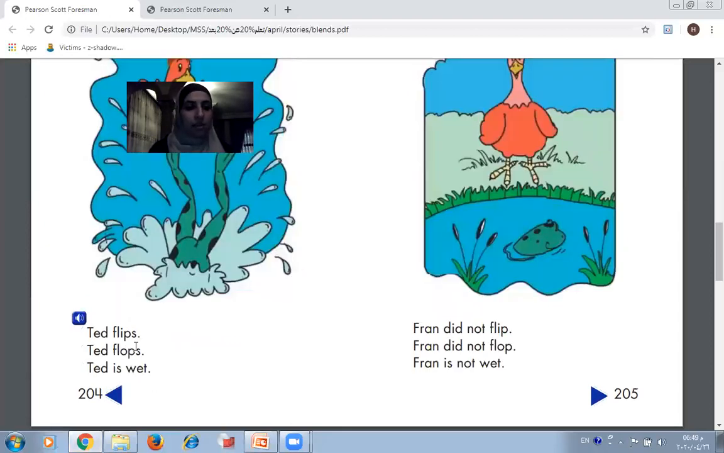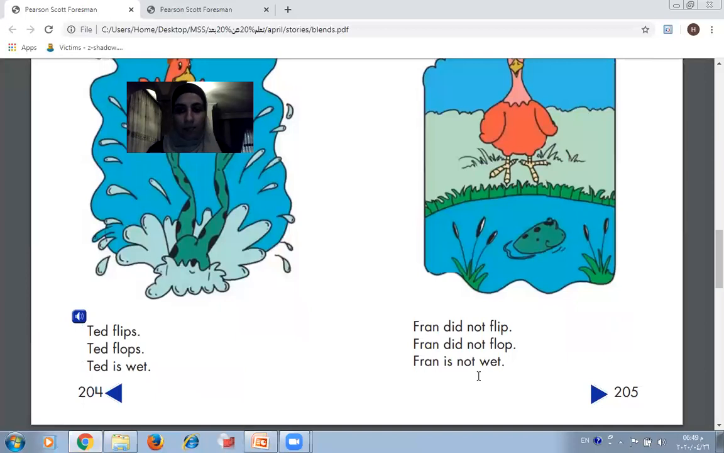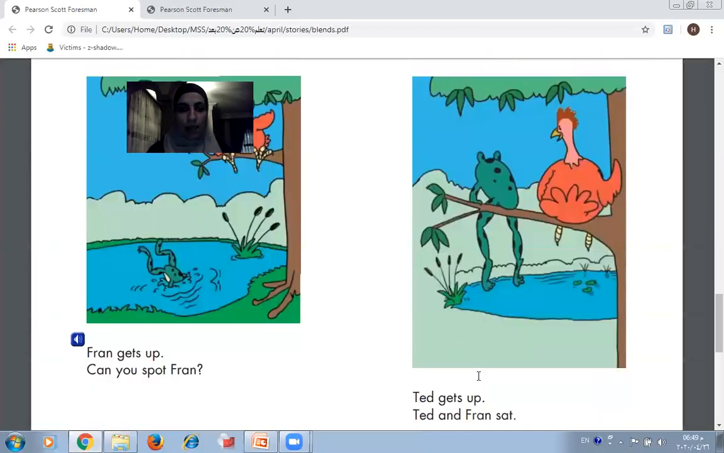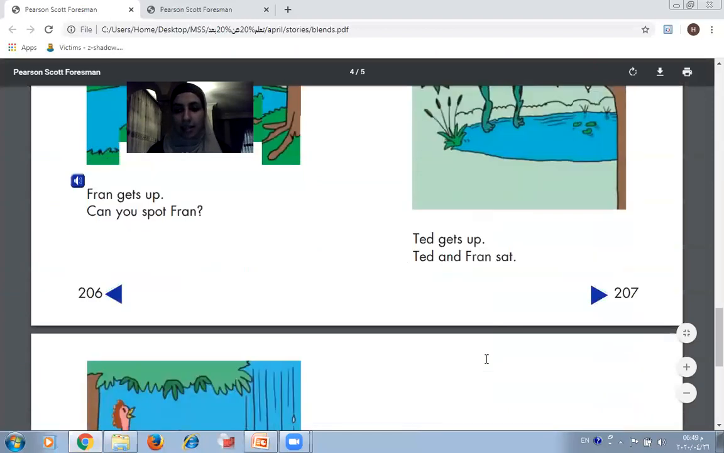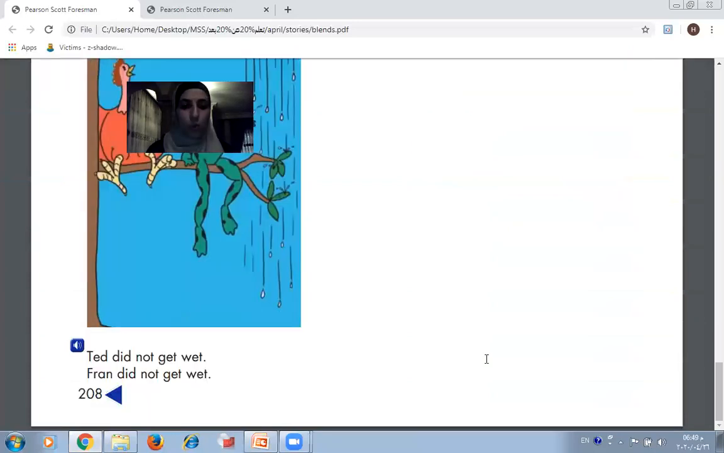Ted flaps. Ted flops. Ted is wet. Fran did not flip. Fran did not flop. Fran is not wet. Fran gets up. Can you spot Fran? Ted gets up. Ted and Fran sat. Ted did not get wet. Fran did not get wet.